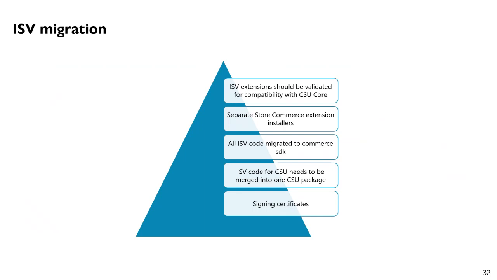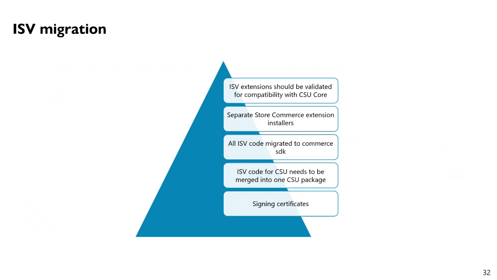So all the ISV code should be migrated to Commerce SDK. The code based on retail SDK will not be supported and can't be applied to Dynamics 365 Commerce environments. So all the ISVs must be ready for the customer migration by October 2023.